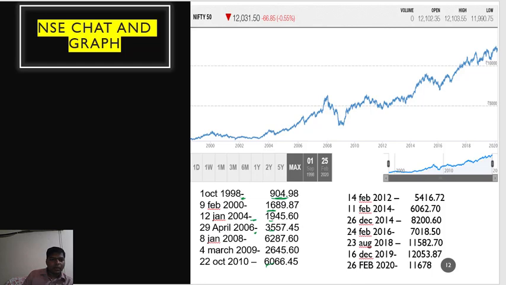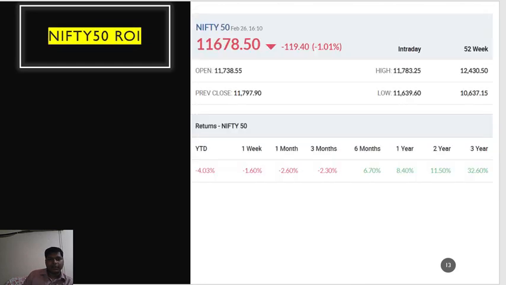So now take a look at the different sectors. Nifty 50, how much return we get in the last 6 months, approximately 6.70%, 1 year 8.40%, 2 years 11 to 11.5%, and 3 years 32.60%. So near about 30%. If our Indian economy's GDP growth is near about 6 or 7%, then in 3 years we get a 20% level. So we are here to beat inflation.